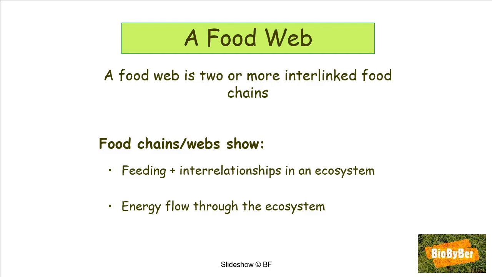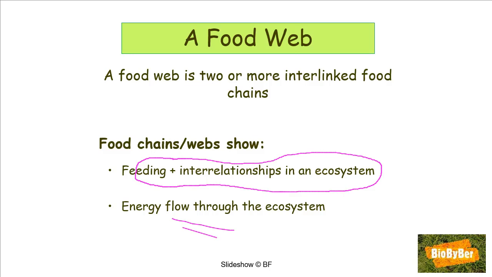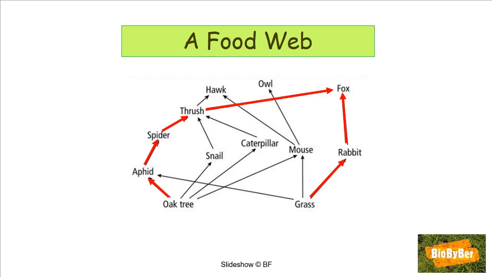A food web is two or more interconnected food chains. Food chains, or food webs, show the feeding and the interrelationships in an ecosystem, and they also show the energy flow. You'd be well advised to make sure that you learn how to draw a food web. It looks deceptively easy, but when you're under pressure in an exam, it can be quite difficult to make up a food web on the spot.